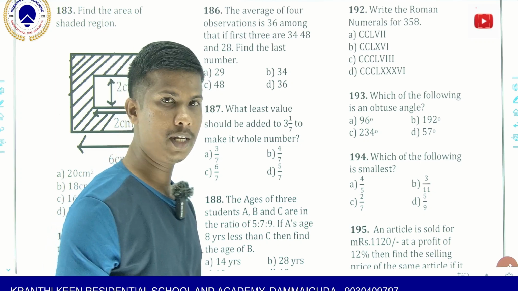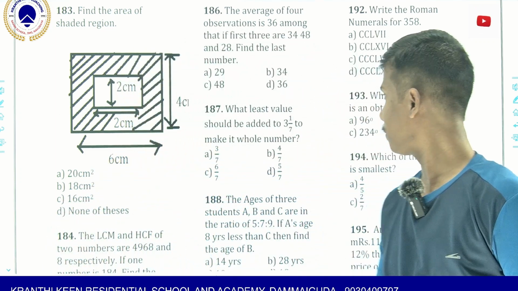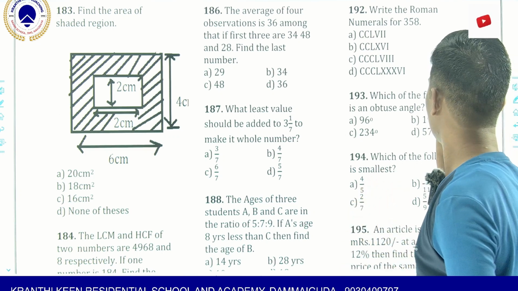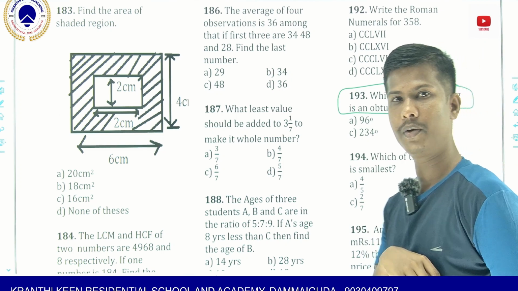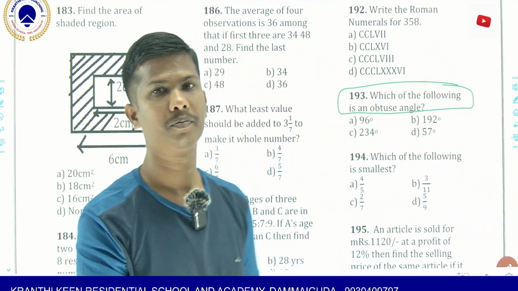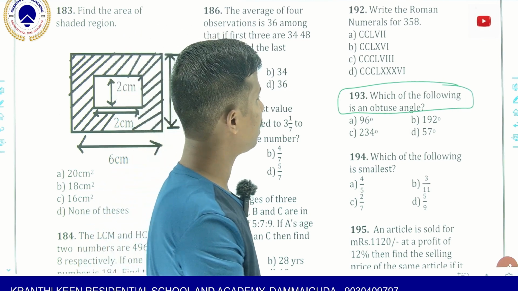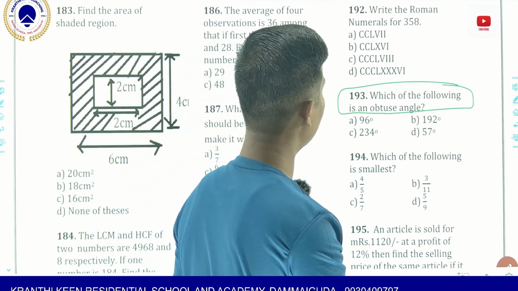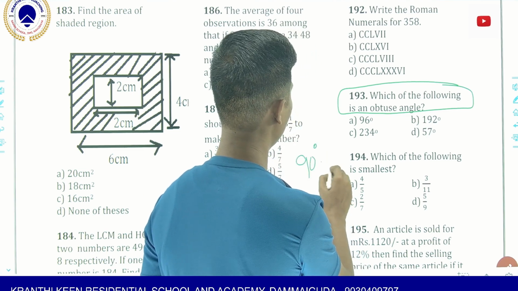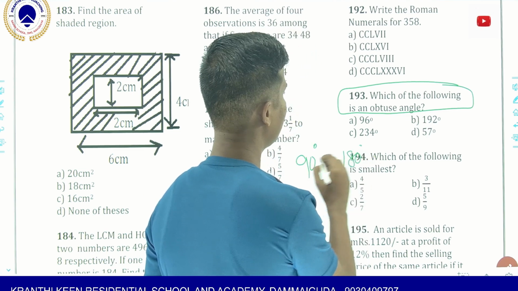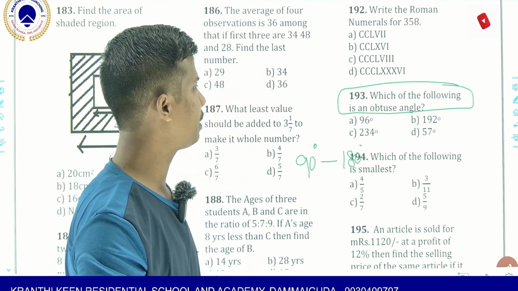You see, which of the following is an obtuse angle? This is also regarding angles. We know, no, acute angle means less than 90. And you see, obtuse angle means what? You check all angles and eliminate, the angle between 90 and 180 will be called an obtuse angle.